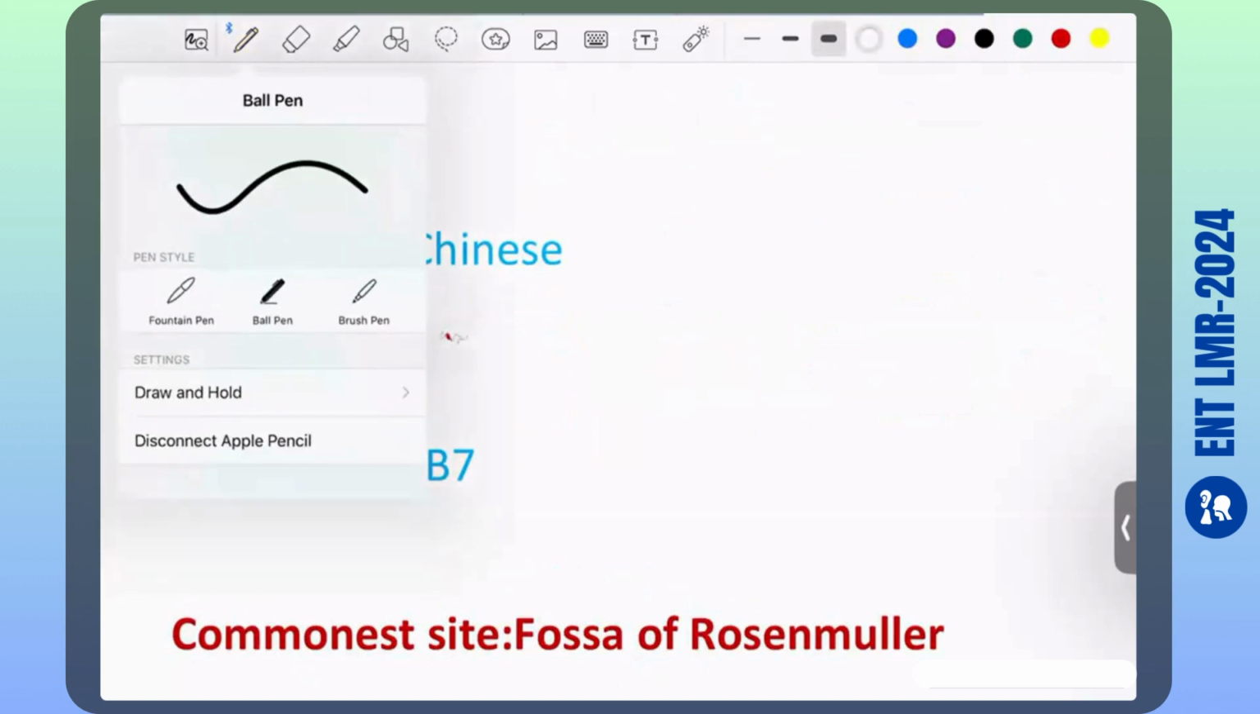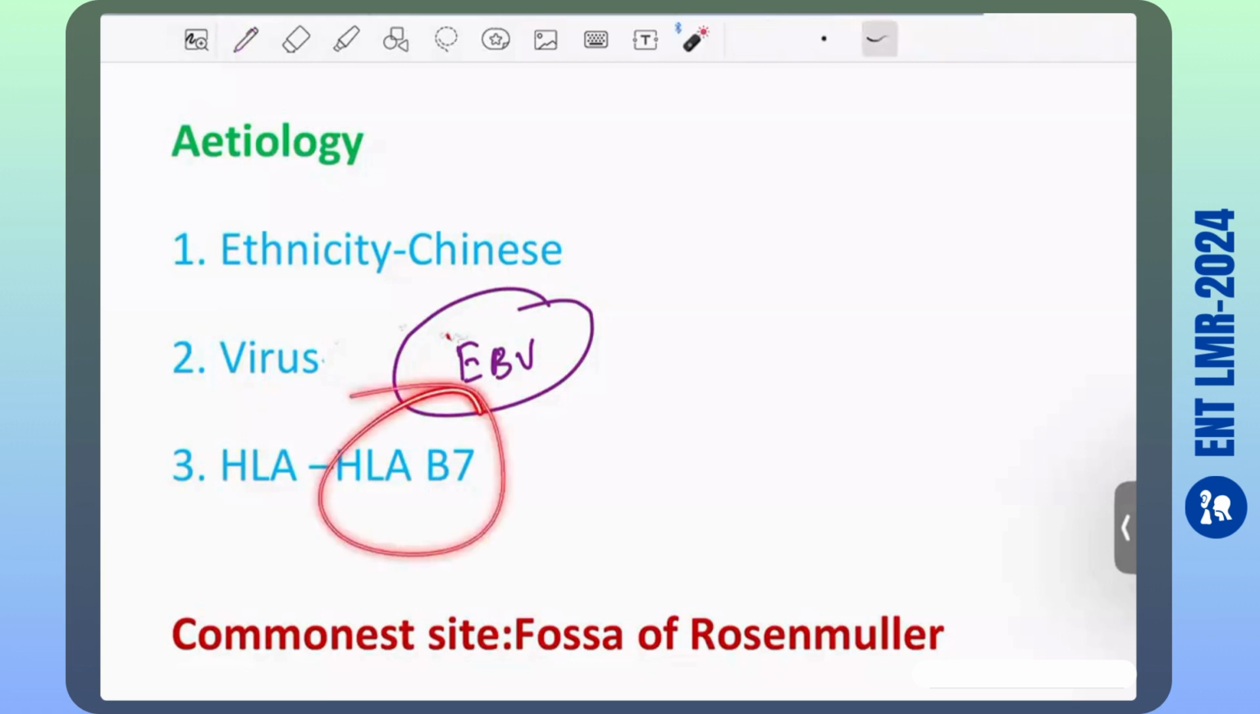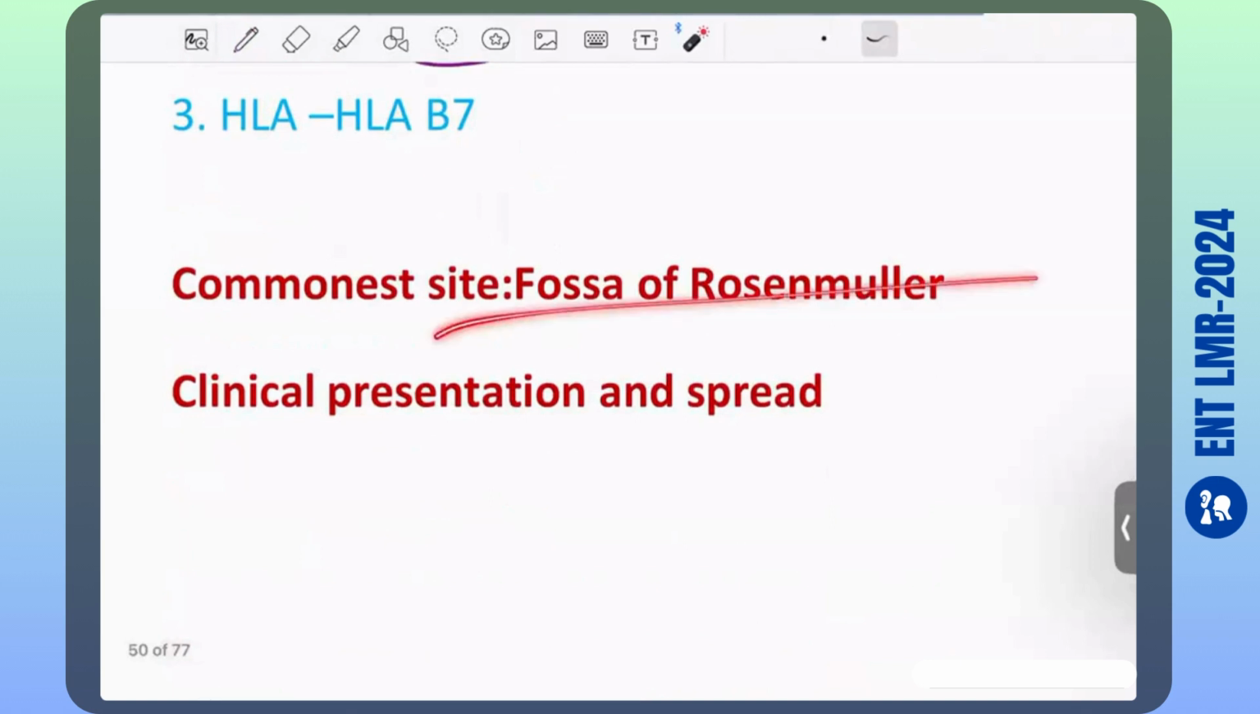So, when we consider the etiology, it is more common in the Chinese population. It is caused by Epstein-Barr virus, EBV. There will be a correction in your workbook. You could kindly correct it. Epstein-Barr virus. What is the HLA associated? HLA B7. The commonest site of CA nasopharynx is fossa of Rosenmuller.